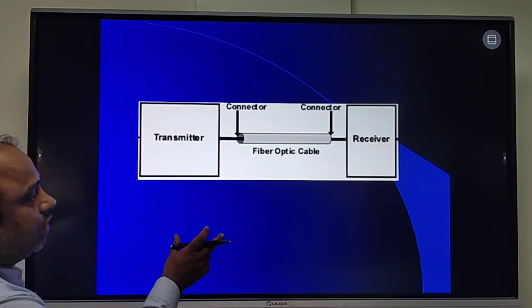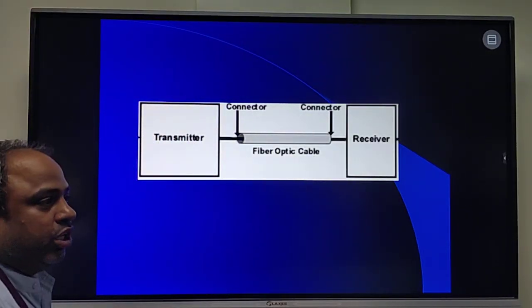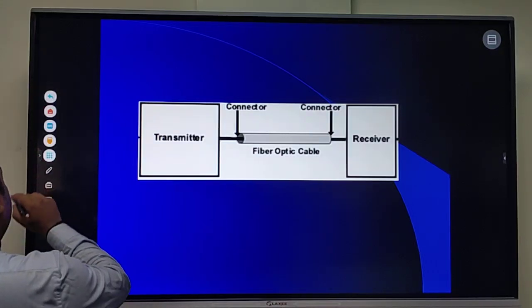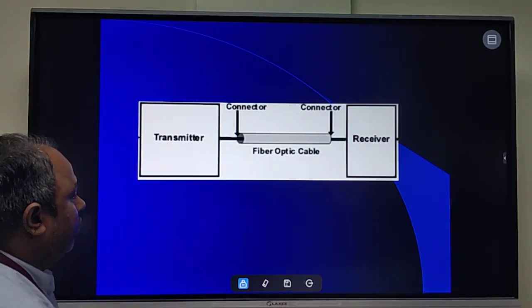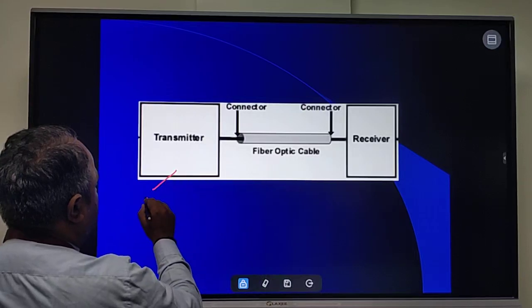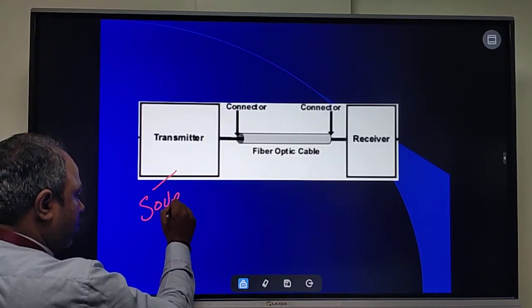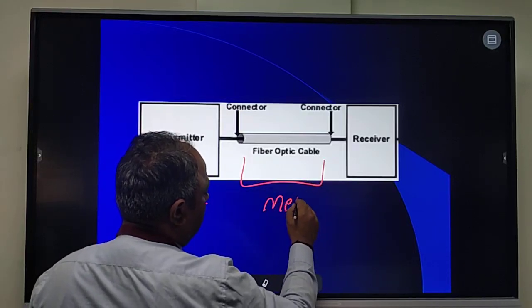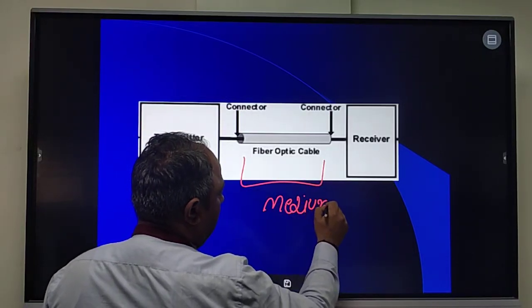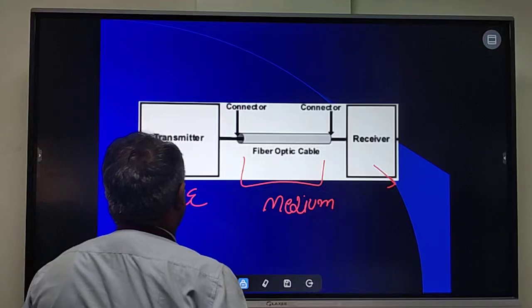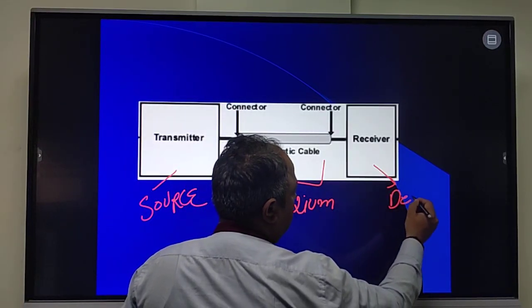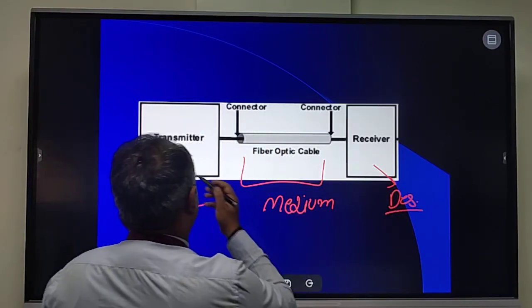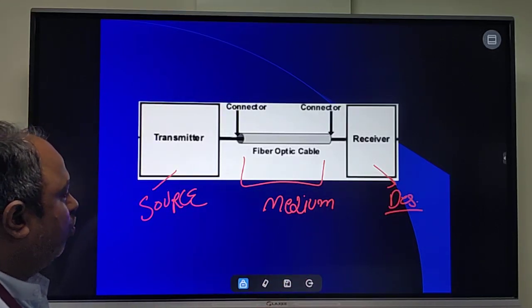This is the basic module of optical communication, which explains how the signal travels. The first is the transmitter, known as the source, then a medium, and then the destination. Depending upon the transmitter and receiver, everything is up to you.